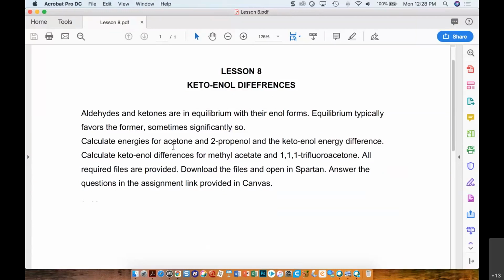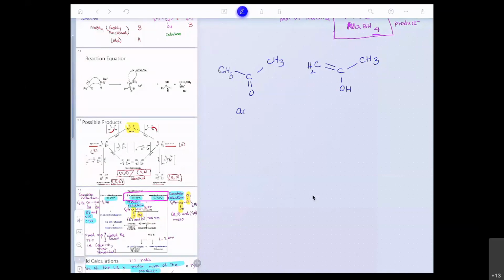But what I've done is built the ketone and the enol form. So I'm going to jump here to show you. This is acetone. This is propen-2-ol. You can also say 1-propen-2-ol. All of these are fine. But this is the ketone form, or the keto form, and this is the enol form.